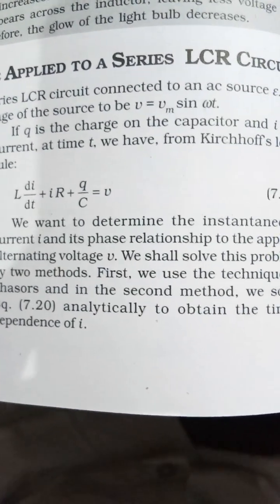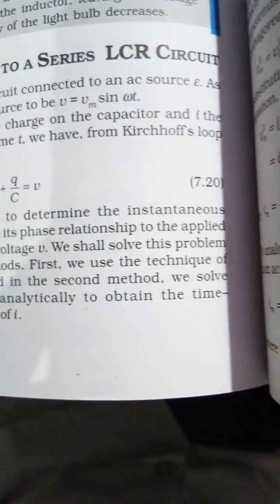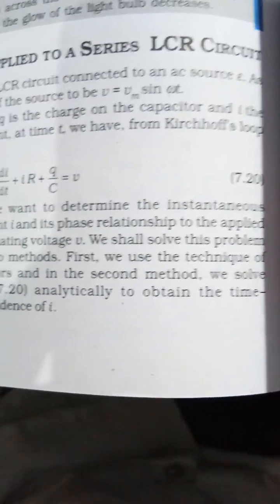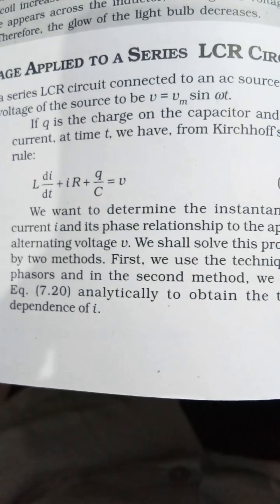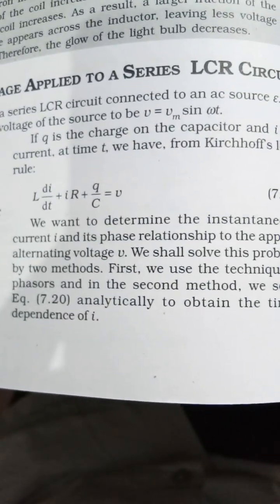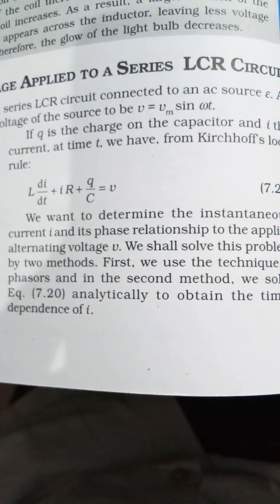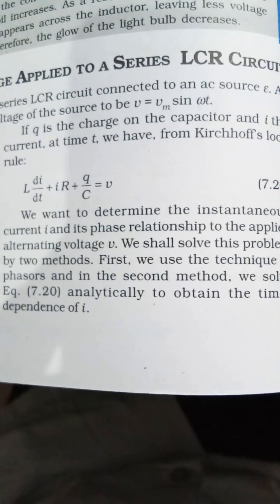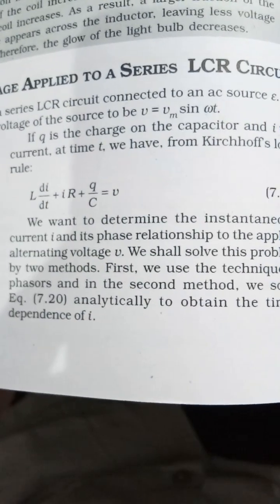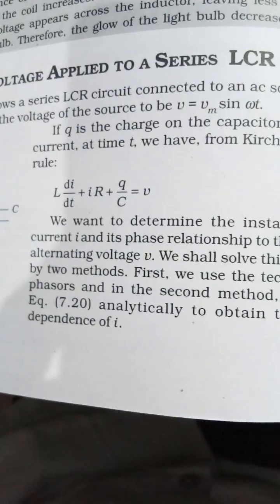We want to determine the instantaneous current i and its phase relationship to the applied alternating voltage v. We shall solve the problem by two methods. First, we use the technique of phasors. The second method is to solve equation 7.20 analytically to obtain the time dependence of i.